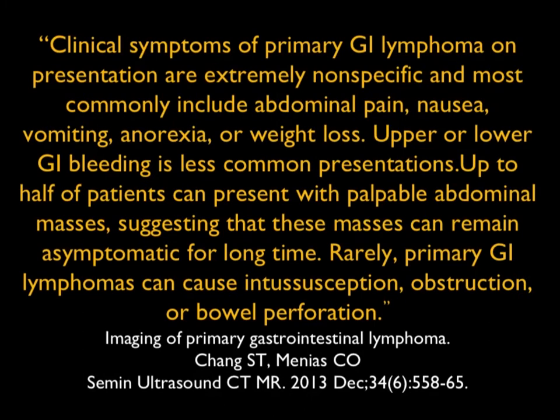Now, with lymphoma, the clinical presentation can be variable. Abdominal pain, nausea, vomiting, weight loss, very much like gastric cancer or like many different malignancies. GI bleeding is probably more common with adenocarcinoma than it is with lymphoma. If lymphoma presents late, you can have palpable masses. GI lymphoma can cause obstruction, perforation, or in the small bowel or large bowel, intussusception.